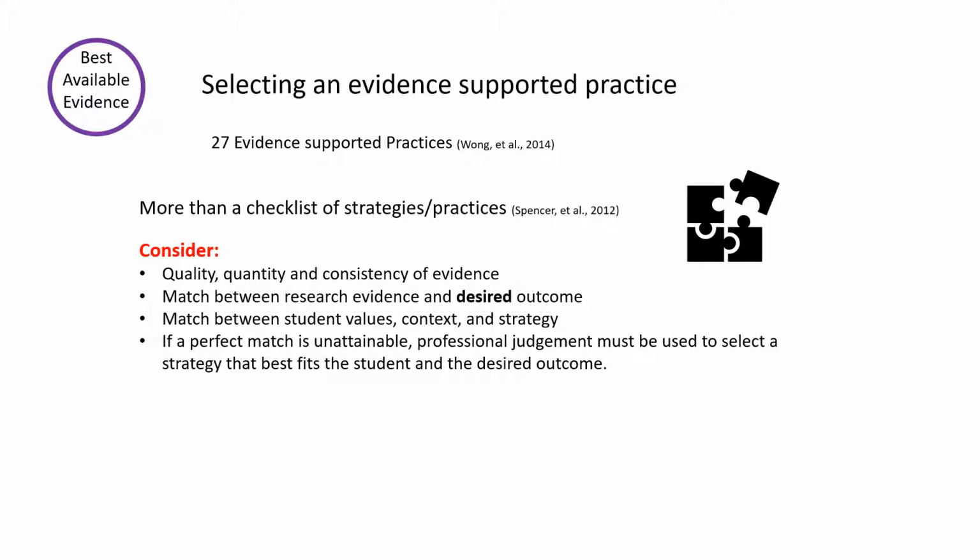The list of evidence-supported practices, however, is not to be used as a checklist one can randomly select from. You need to find a match between the profile, values and context of the student, and between the evidence and desired outcome. In other words, did the evidence show the practice was effective in achieving the targeted positive outcome for someone with Jack's profile in a similar school setting? If a perfect match couldn't be attained, we would need to use the best available evidence and adopt a best fit approach.